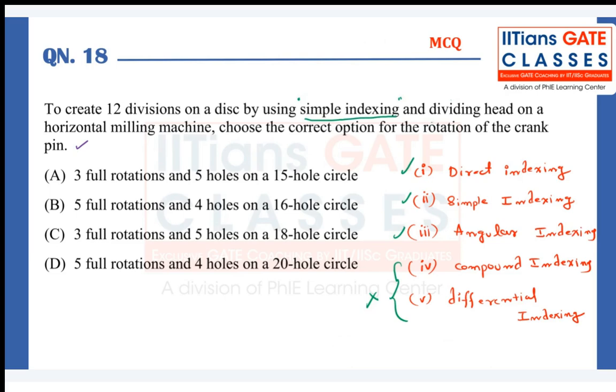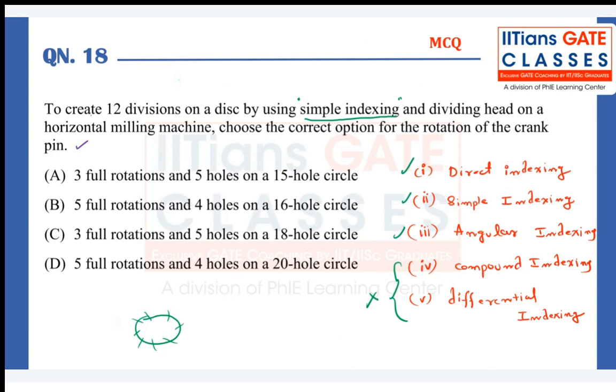Now what is indexing? Indexing is nothing but dividing the workpiece circumference into a number of equal parts. Suppose you want to produce a gear on a cylindrical job, then how many teeth you need to produce? Suppose this is the circumference; dividing this circumference into a number of equal parts is called indexing. So through the indexing method, we divide the circumference of the workpiece into an equal number of parts.